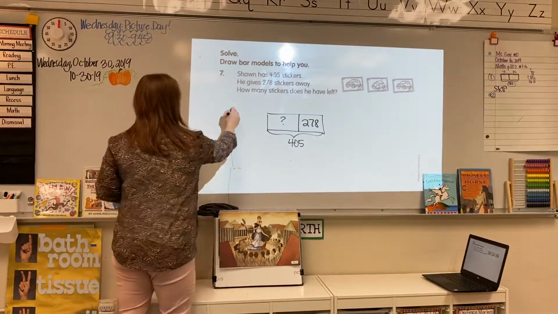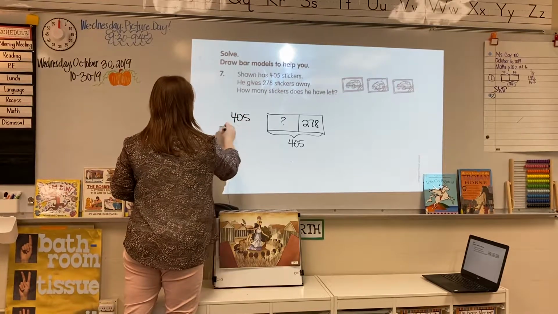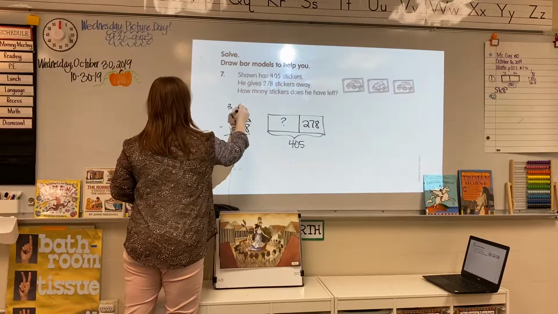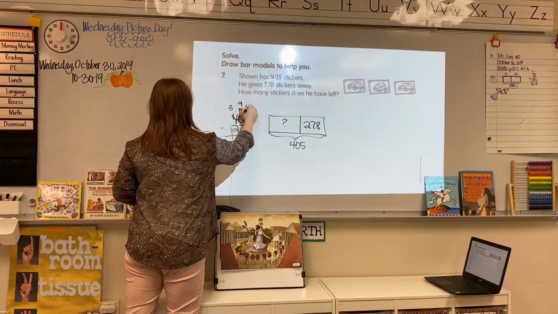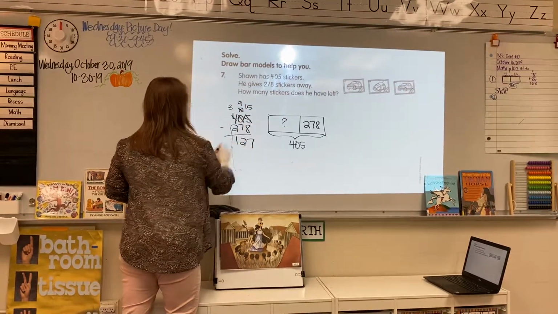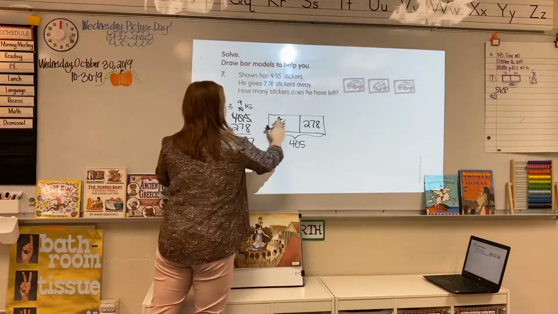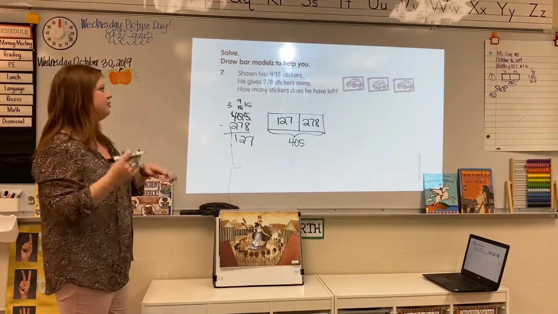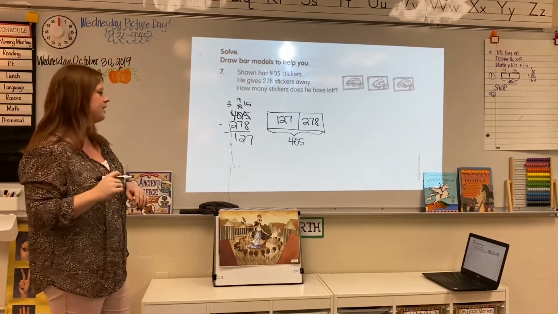So I know that 405 minus 278 is 127. So that missing part is 127. So how many stickers does he have left? Sean has 127 stickers left.